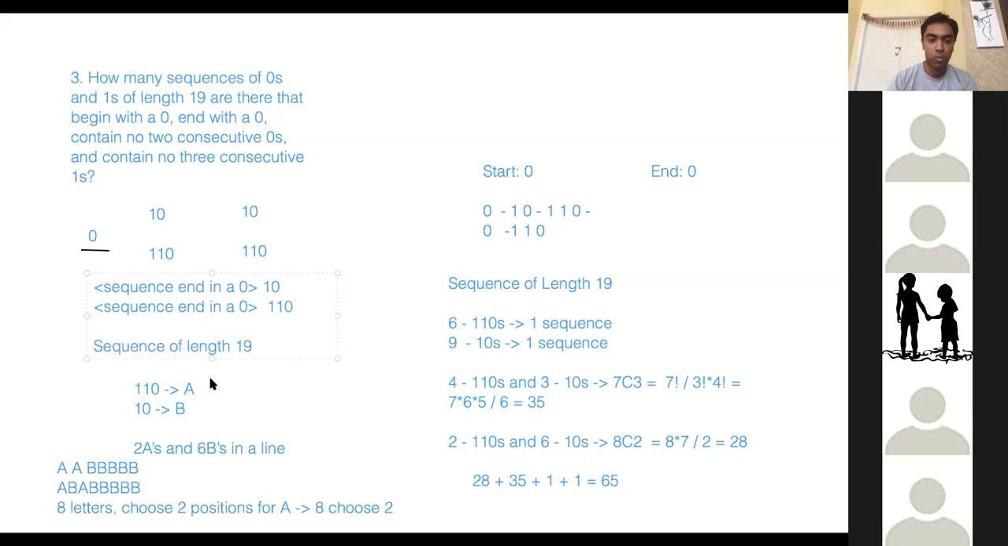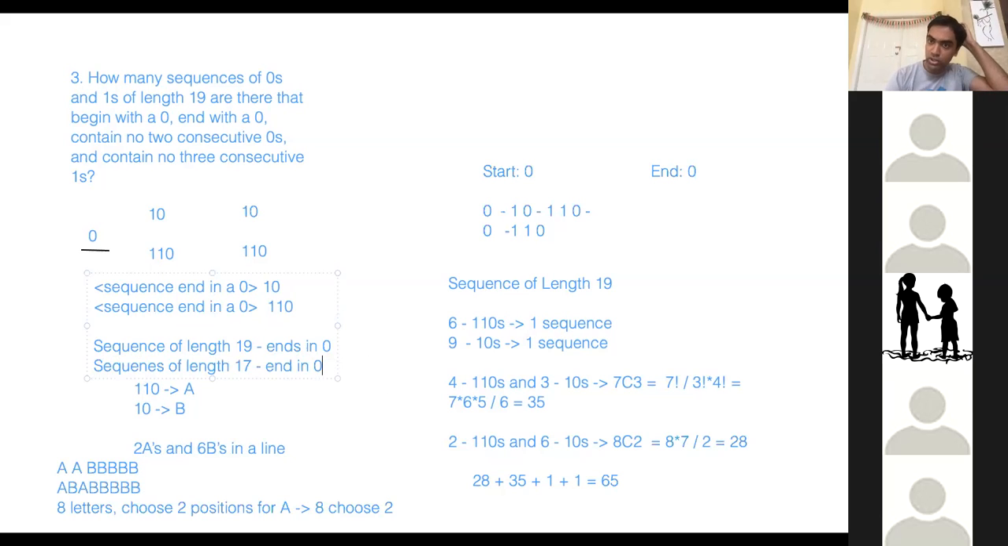So if I want a sequence of length 19, instead of actually finding sequences of length 19, I could make my problem into a different problem, right? I could say, first, find me all sequences. So what I want to do is find the number of sequences of length 19 that end in 0. But that is actually the sequences of length 17 that end in 0.